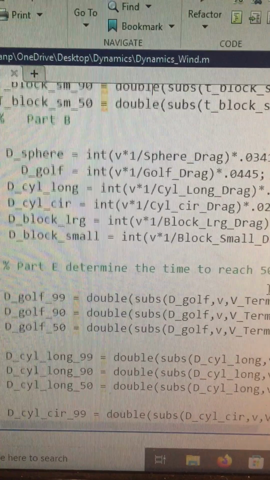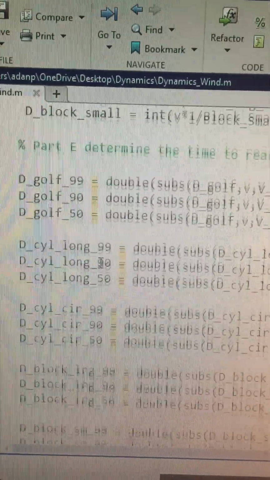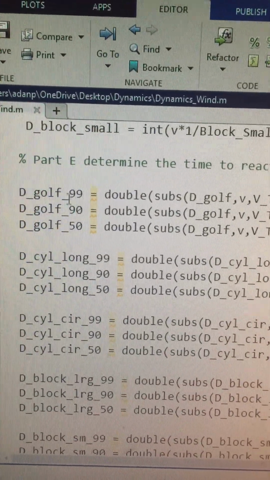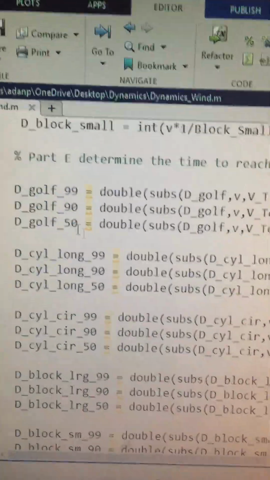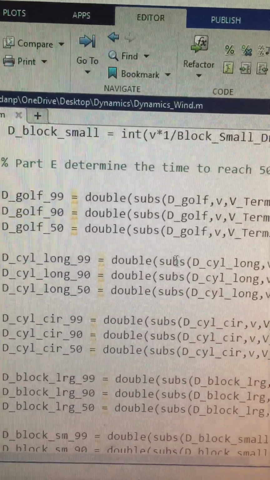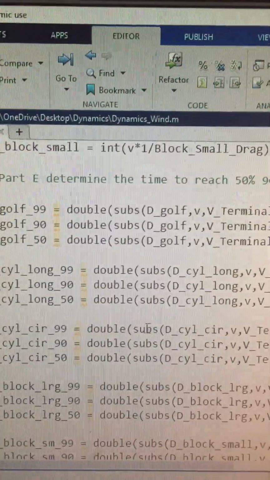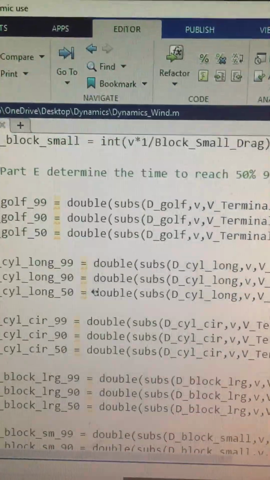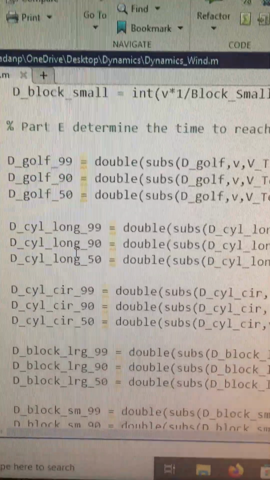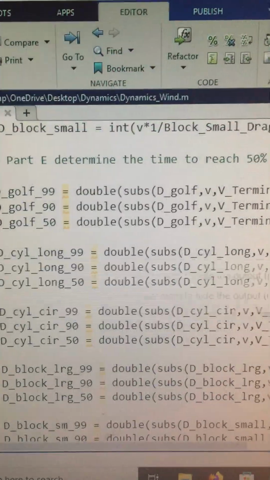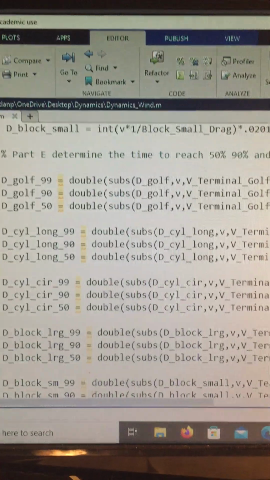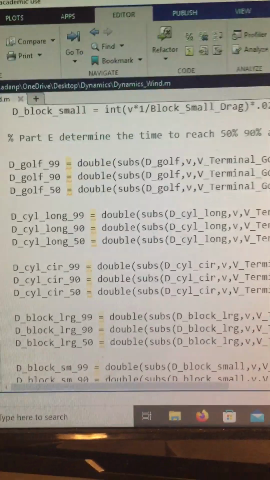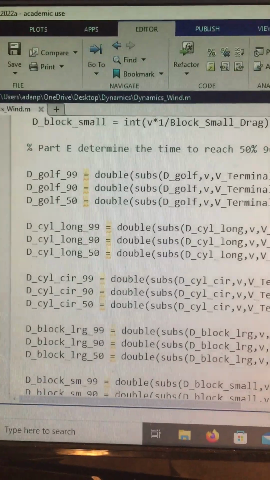And then once again, similar to part B, I just typed all this up again and labeled either 99%, 90%, or 50%, and then once again used double to convert it into the number that's a little easier to understand. It's a similar process to the other one, except we're looking for distance instead of time. Overall, I'd say it was pretty interesting to compare the different distances and times for the different shapes.